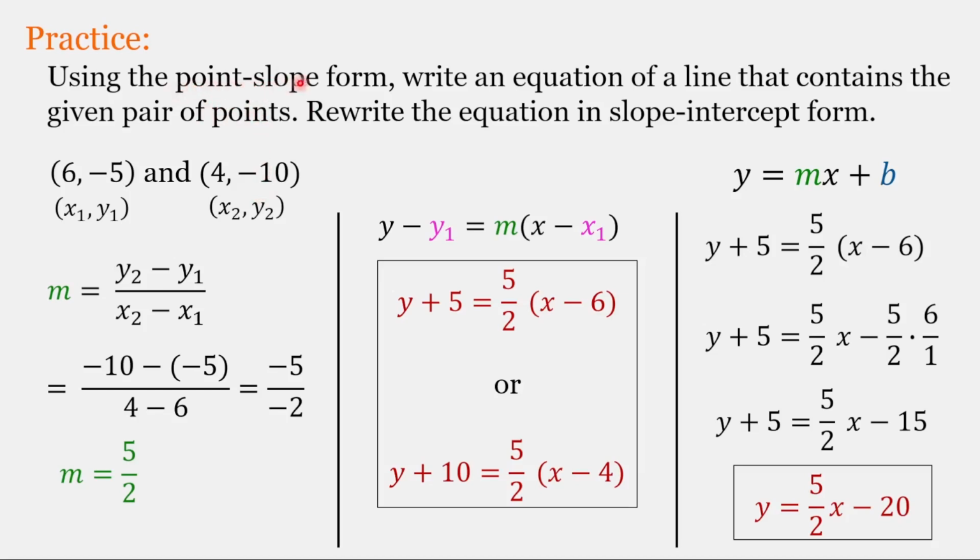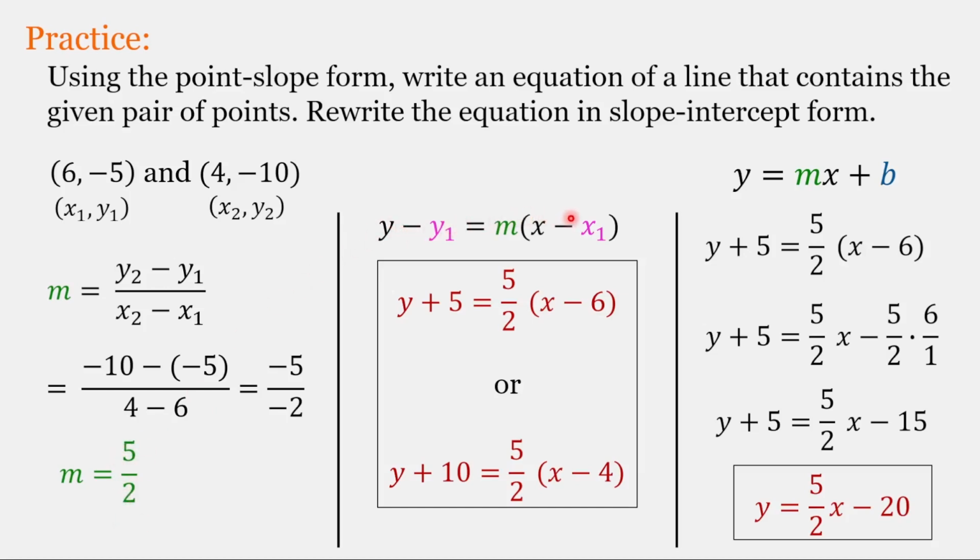So we'll use point-slope form at the start to write an equation of a line that contains the given pair of points. And then we'll rewrite this equation in slope-intercept form. To use point-slope, we need a point and the slope. We're given 2 points, and we can calculate the slope from those 2 points. We end up with a slope of 5/2.